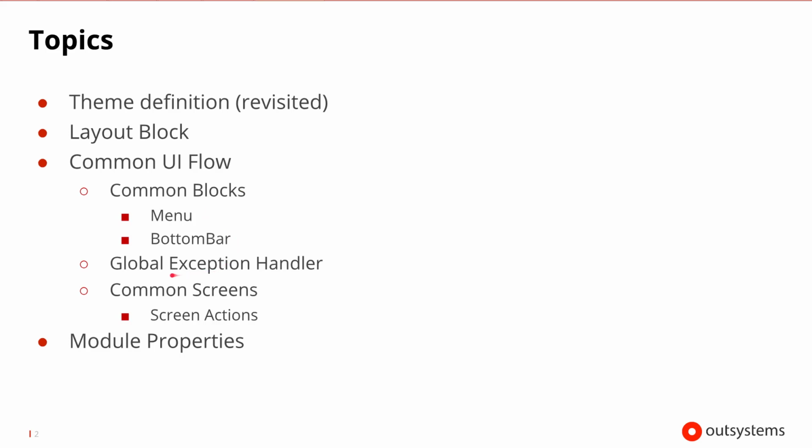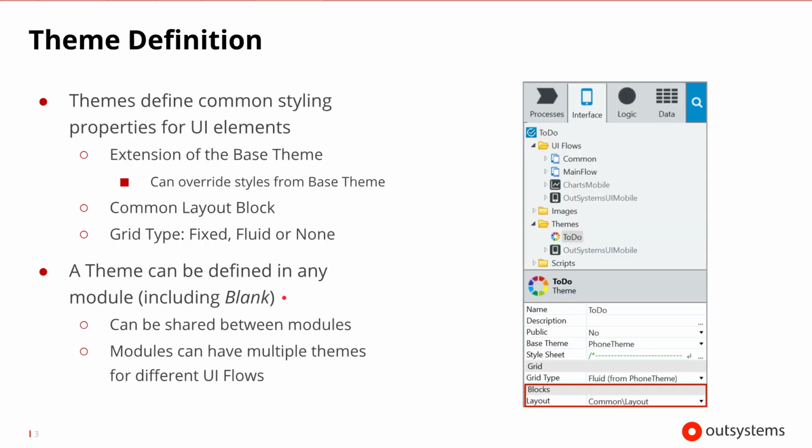We'll also talk about the global exception handler in the Common UI flow and some of the common screens and their screen actions. And at the end, we'll wrap up by looking at how a module defines some properties that is going to use some of the information in the Common UI and inside of the layout block. So let's go ahead and get started.